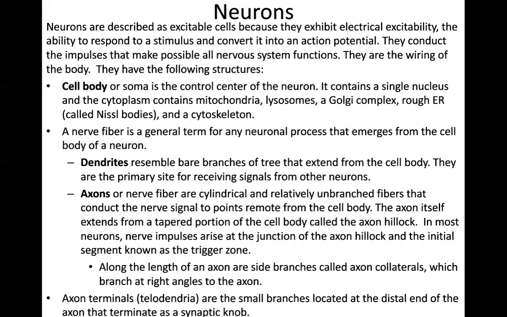Electrical excitability refers to the ability of neurons to respond to a stimulus, converting it into an action potential. All of it relates to moving ions. Neurons conduct impulses that make possible all those nervous system functions that we were just talking about: sensory function, motor function, and the integrative function. Essentially, we can say that neurons are the wiring of the body, and they're made up of the following structures.